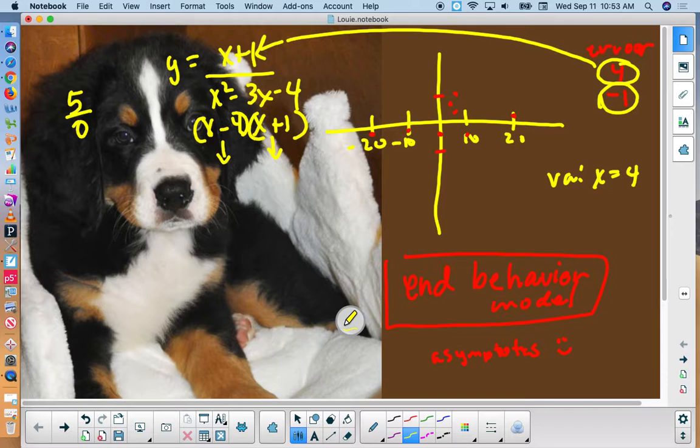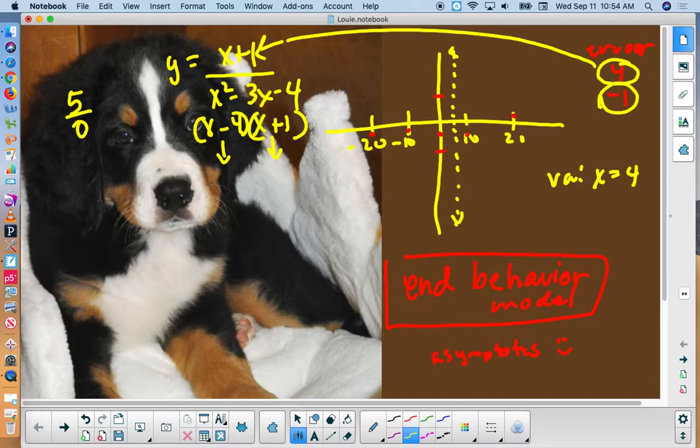So my dots are so crazy here, I'm going to get rid of them for a minute. Vertical asymptote at x equals 4. Now I strongly suggest, every time that you graph, that as you find things, go on and draw it. Don't wait until the end. That guideline is going to help me a ton, okay?